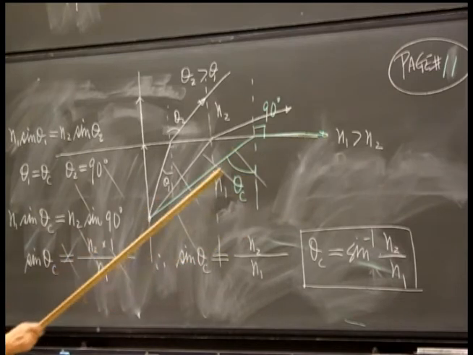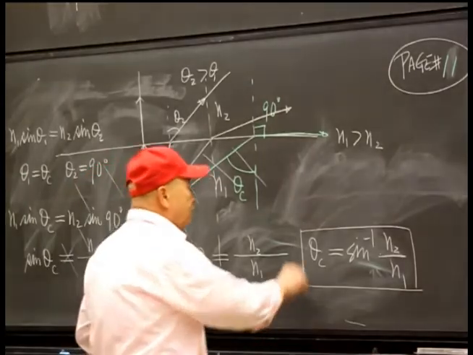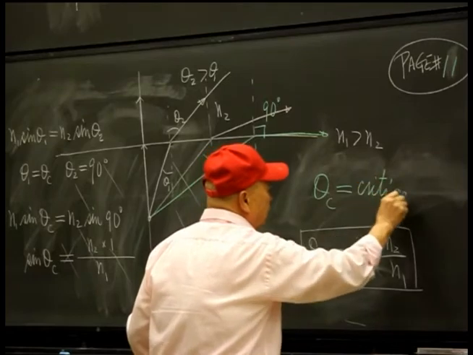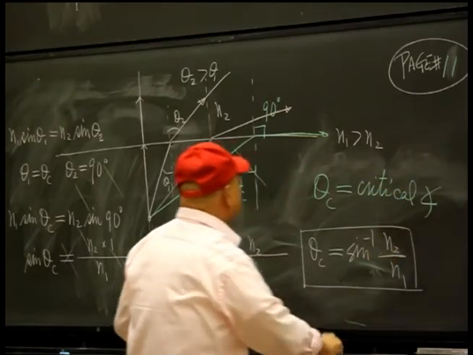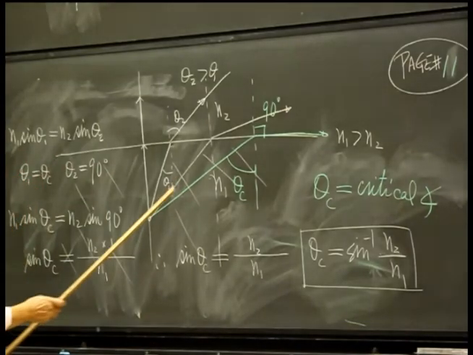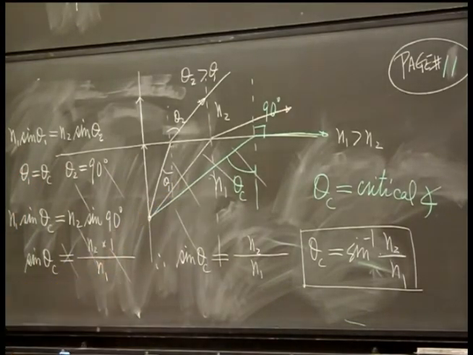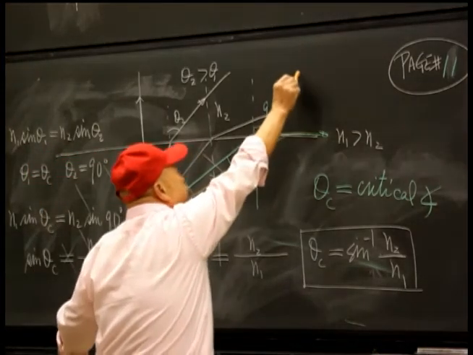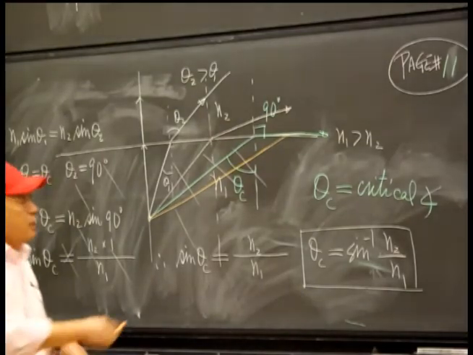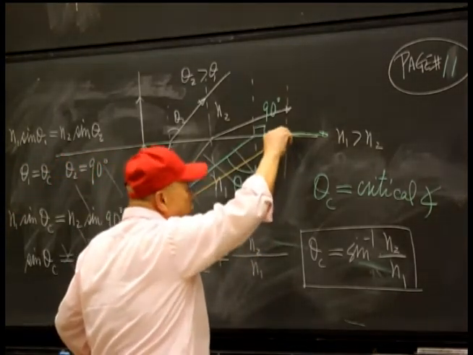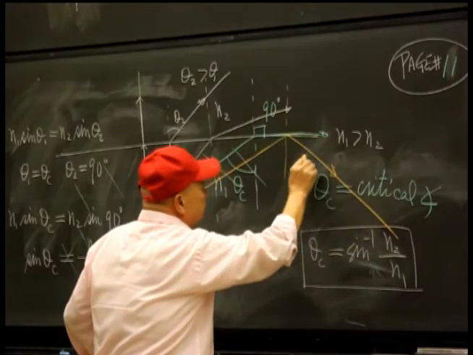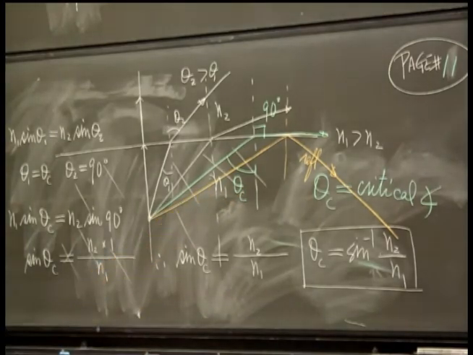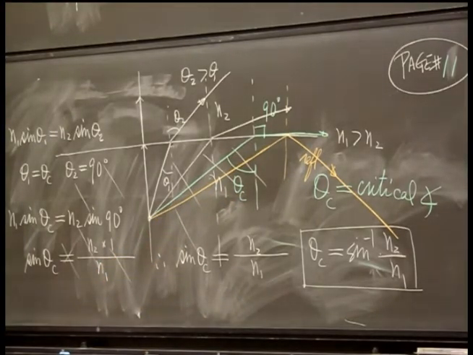This angle we call the critical angle. Theta sub c is considered the critical angle. How critical is this? Right after the angle becomes larger than the critical angle, the light ray cannot go into the lower index medium, but is totally reflected back to the original medium. This phenomenon is called total internal refraction.